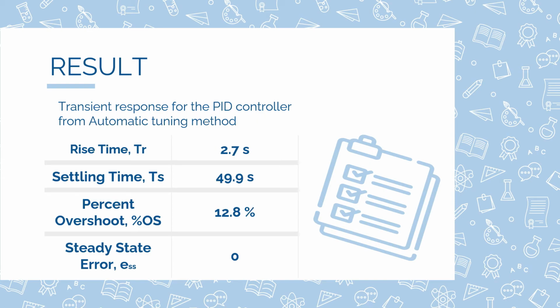The transient response for the PID controller from the automatic tuning method shows that the rise time is 2.7 seconds, while the settling time is 49.9 seconds. Percent overshoot is 12.8% and steady state error is 0.